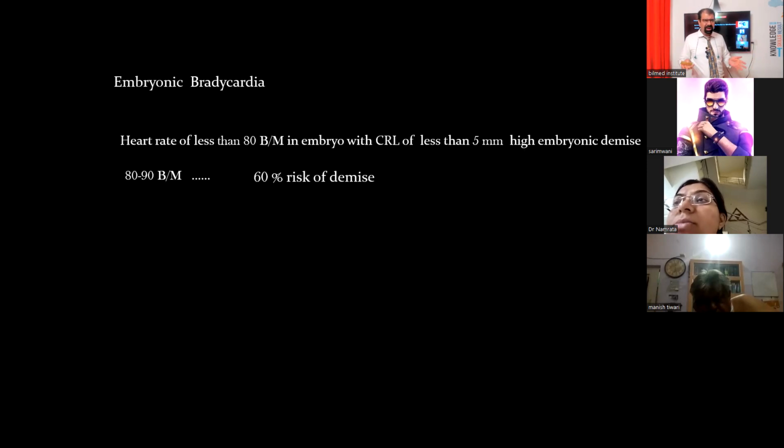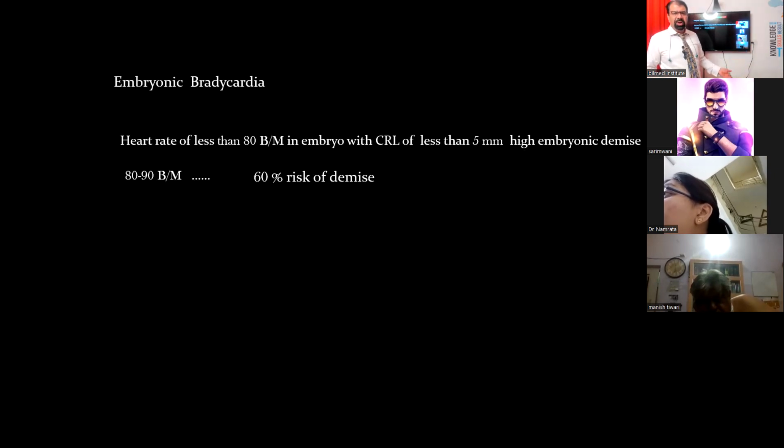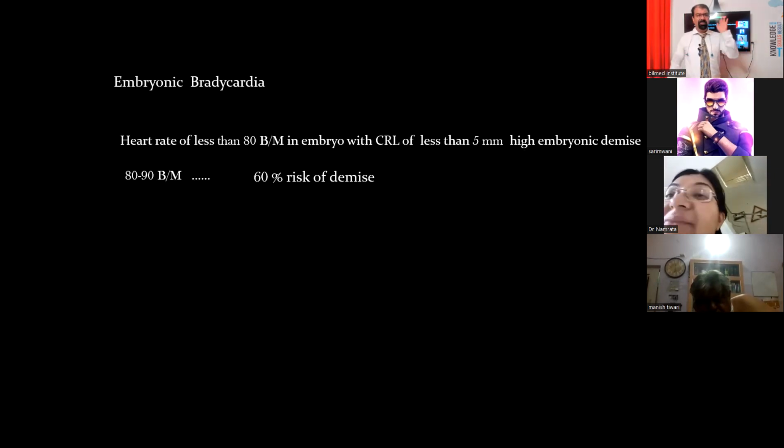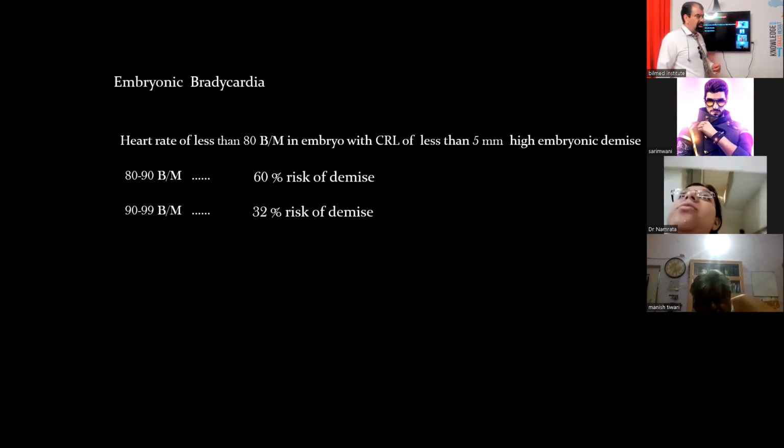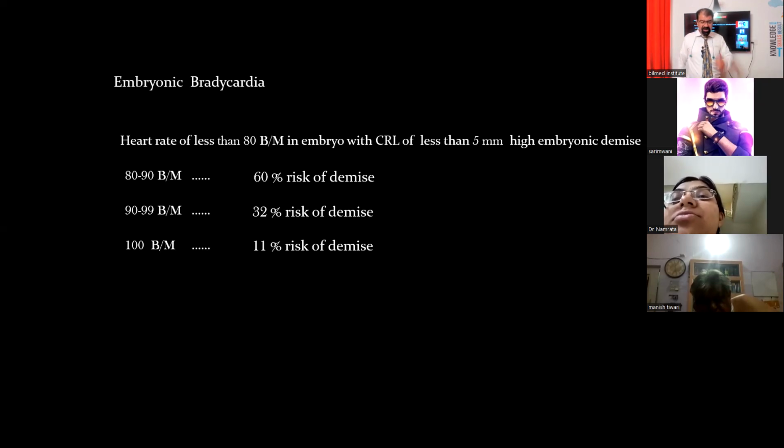If everything is apparently normal, and fetal cardiac activity is also looking like a pulsating fetal heart, but the point is it is not pulsating more than 90, it is say 82, 83. More than half you will be losing, because 60% is the risk over there. Now, if it is in the bracket of 90 to 99, even then the risk is there, 32% of risk. Now, even if it is 100, still there is 11% of risk.